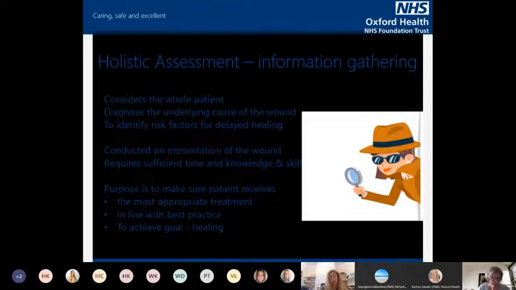I like this bit that describes holistic wound assessment. It talks about it as emphasising the need for a wide-ranging assessment that considers the impact of all aspects of the patient's health and well-being on the healing process, and the importance of resisting the temptation to make the wound the sole focus. So try and stop yourself from just thinking wound, stand back and look at the whole patient. It's important because you need to make sure that you're getting the right treatment, that it's in line with best practice, and that you're actually going to be achieving your goal, which is healing.